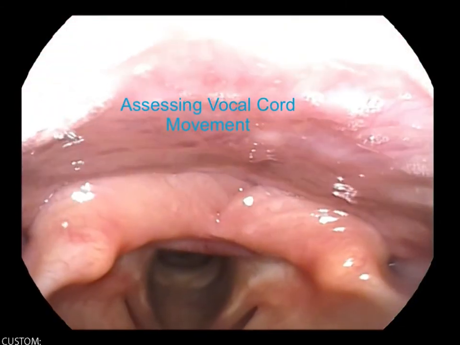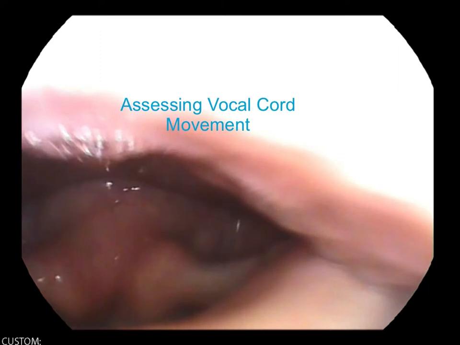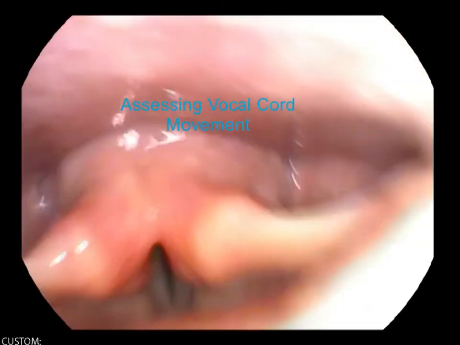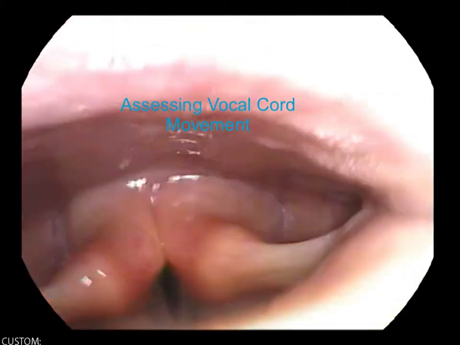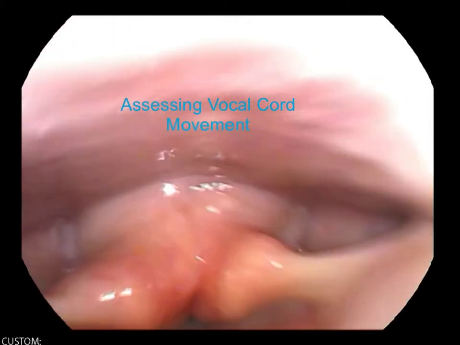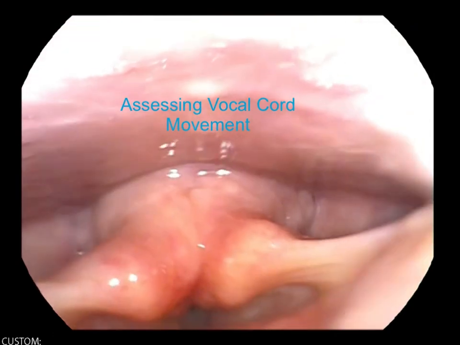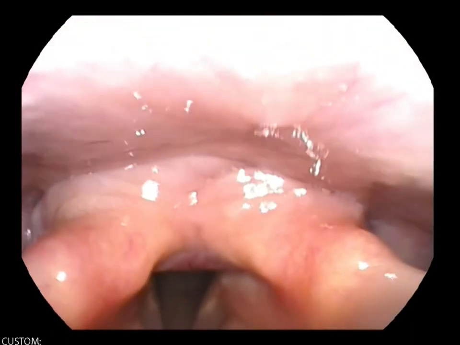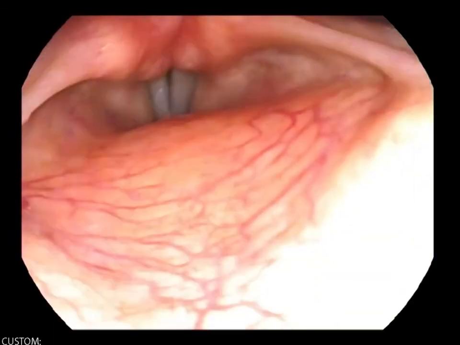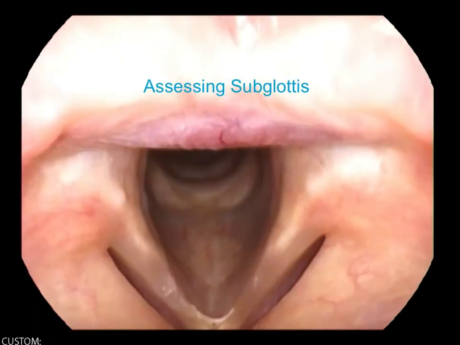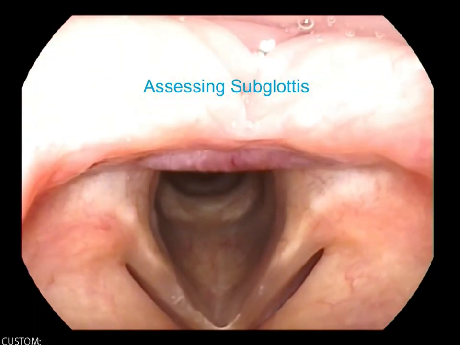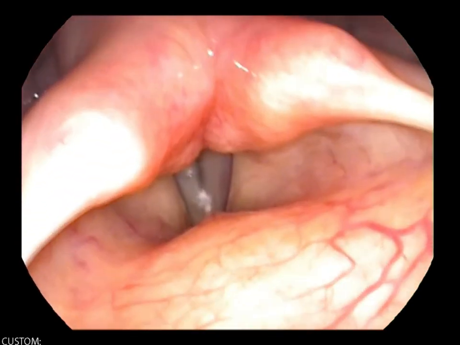You can then assess vocal cord movement, trying to see the entire length of the vocal cord, assessing for symmetry of movement by asking the patient to count to 10, as well as to hold the note E as long as they can whilst you assess the length of the vocal cord. You can also get a glimpse of the subglottis and see if there are any narrowings there.